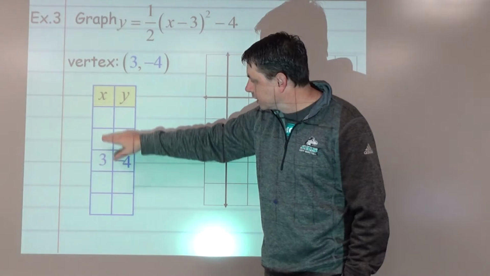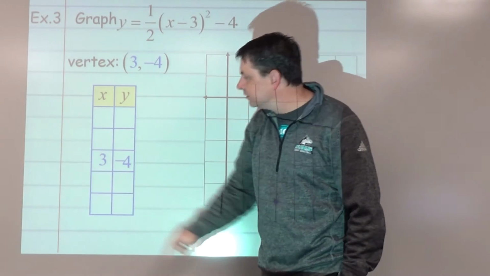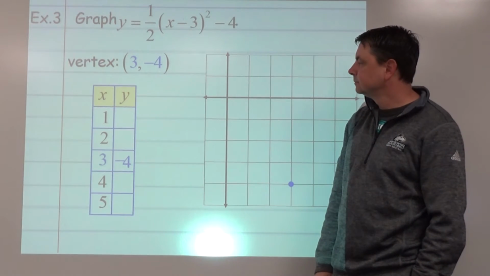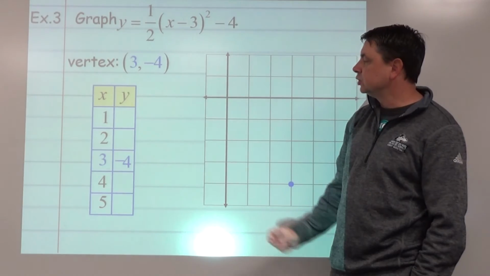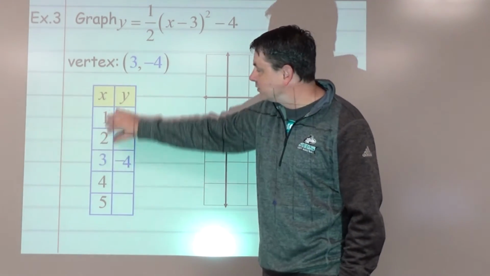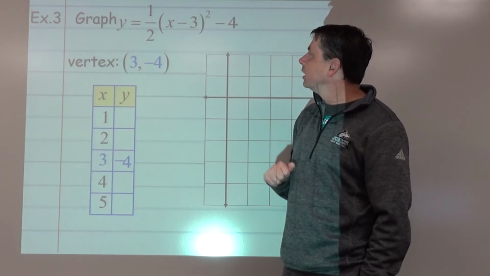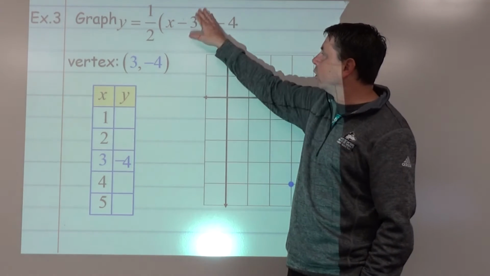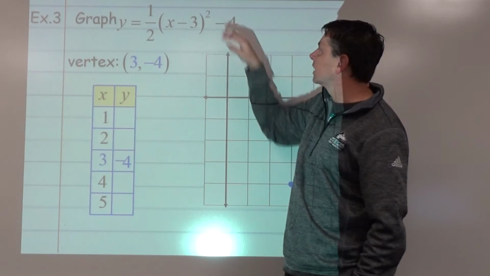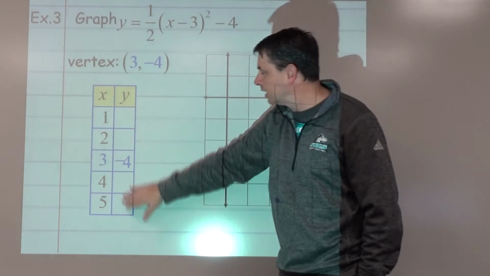So we've got 3, 2, 1, 4, 5. And substituting in values, like the 1 and the 5 should be the same because of our symmetry. 1 minus 3 is negative 2 squared is 4. Half of that is 2. Subtract 4 is negative 2 there and there.